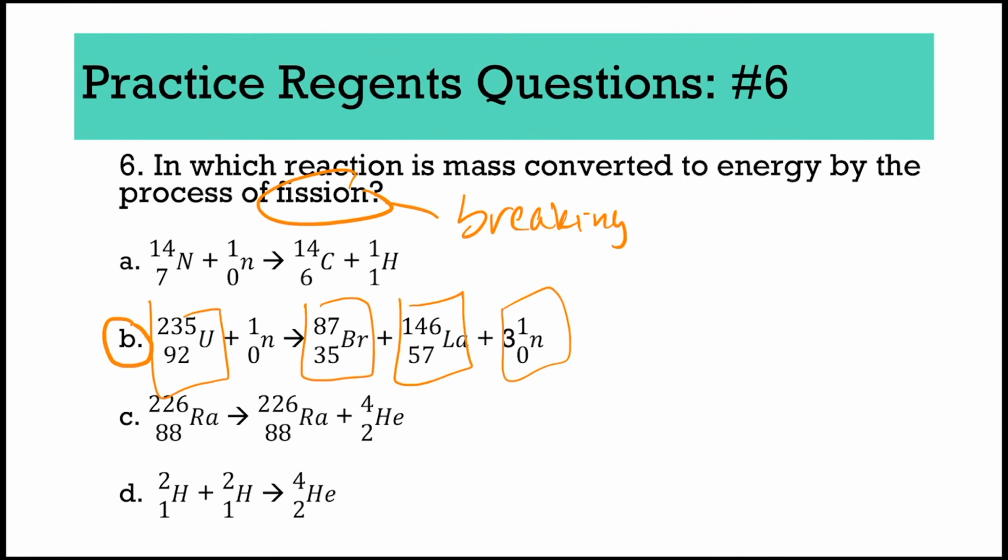Now, D is very obviously fusion. Now, you might be looking at A and C. If we look at C, you could make the argument that the element is breaking up, but that is just a nuclear decay question. And if you even look at it, these numbers aren't balanced. So that can't work. And then A just shows the conversion back and forth between nitrogen and carbon, and that's not breaking up into two different elements.